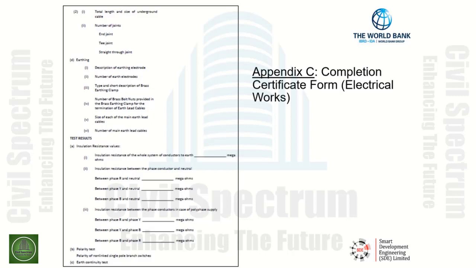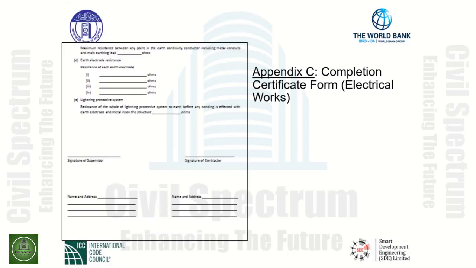Next is item B, polarity test. Polarity of non-linked single-pole branch circuits, and C, earth continuity test. A continuation will follow on the next slide. Continuing the completion certificate form, maximum resistance between any point in the earth continuity conductor, including metal conduits and main earthing lead in ohms. Item D, earth electrode resistance.